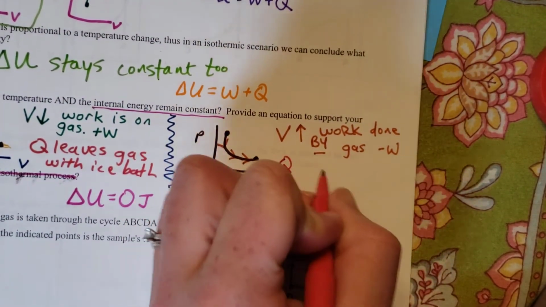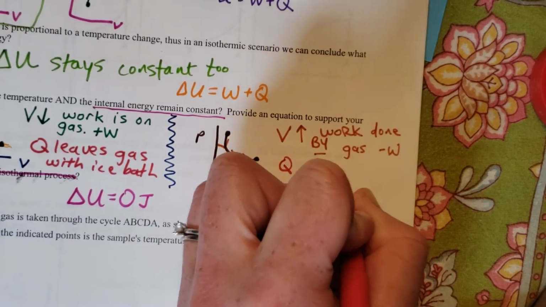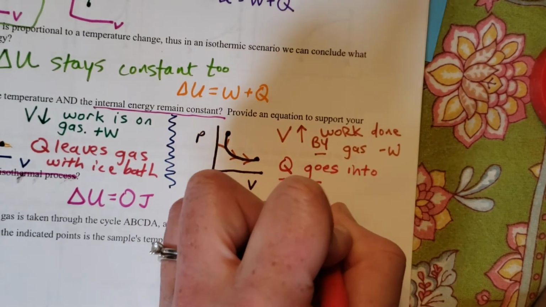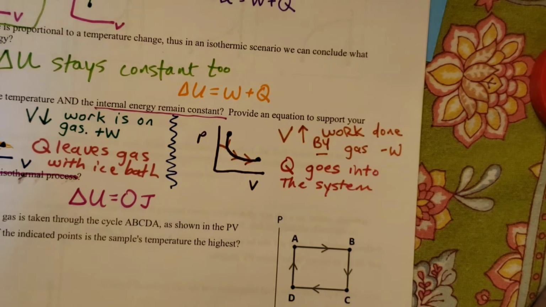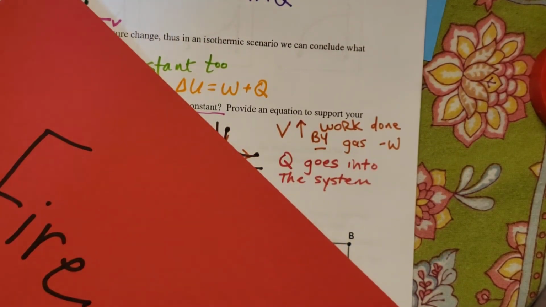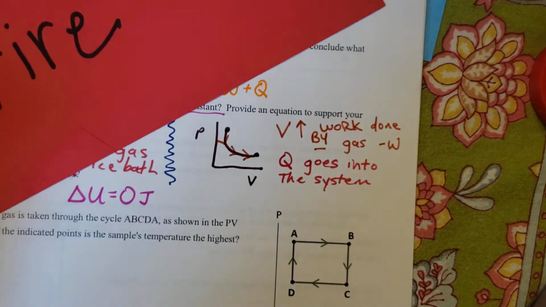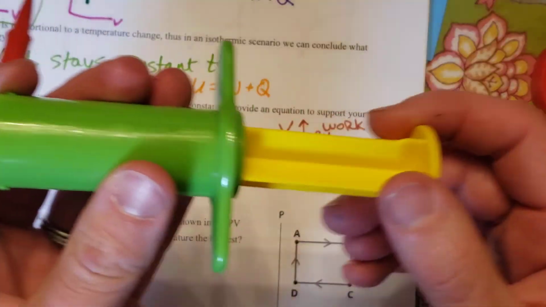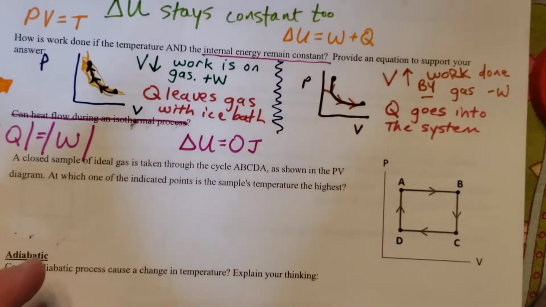I'm going to properly use my red pen now. Maybe this is where you've got an oven that you're putting your gas into, or you're just putting it in the sunshine, or maybe you're putting it above a Bunsen burner. But heat's going into this system, while the volume is increasing. Same idea as before that we saw over here on the left.